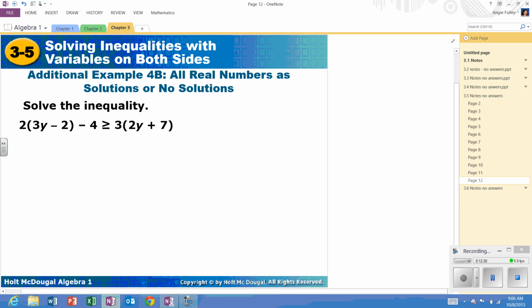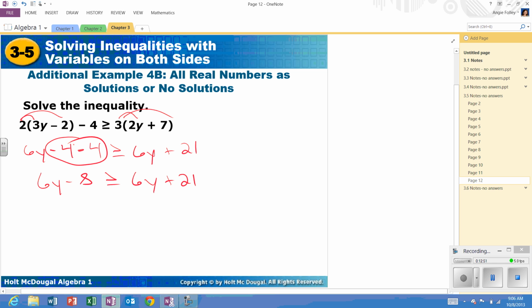Okay, before we can solve, we need to distribute. So 6y minus 4 greater than or equal to 6y plus 21. So we've got 6y minus 8 greater than or equal to 6y plus 21. I just combined these two like constants. Okay, I see a 6y on both sides. That means when I subtract one of them, they're both going to go away. So I'm left with negative 8 is greater than or equal to 21.